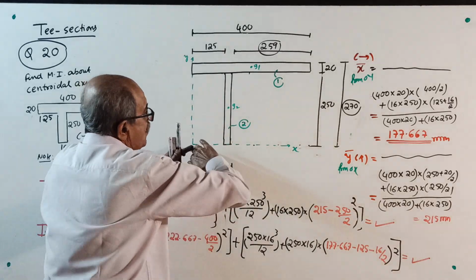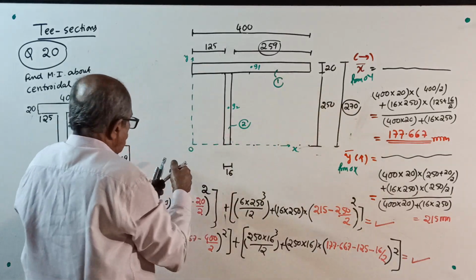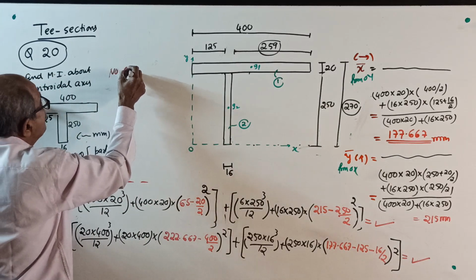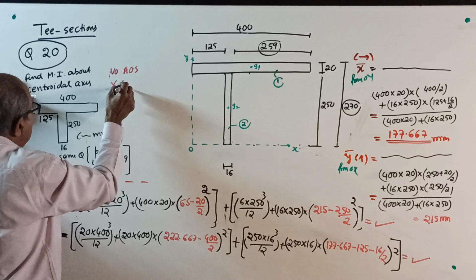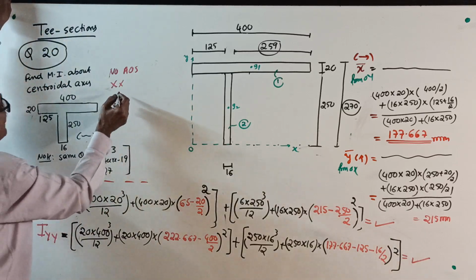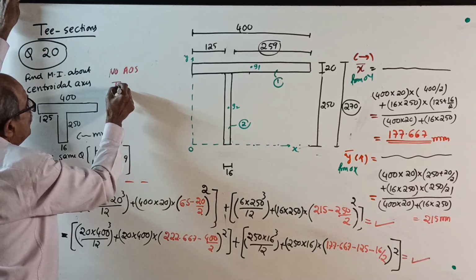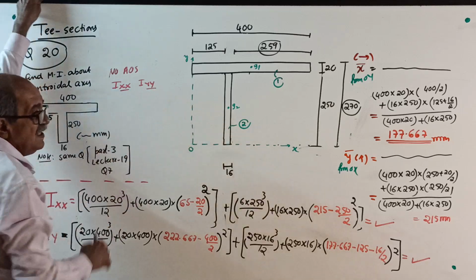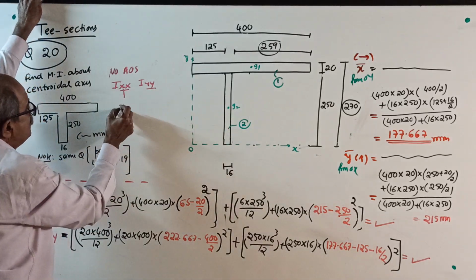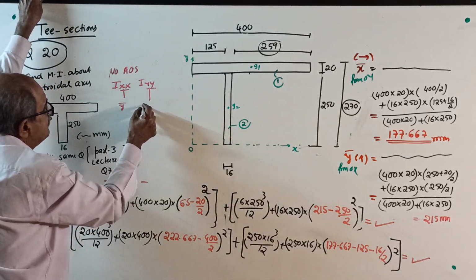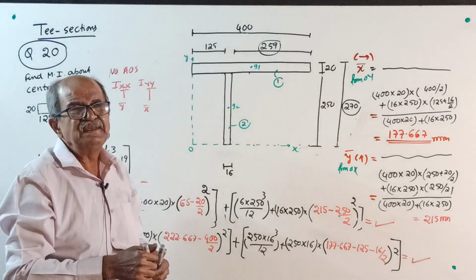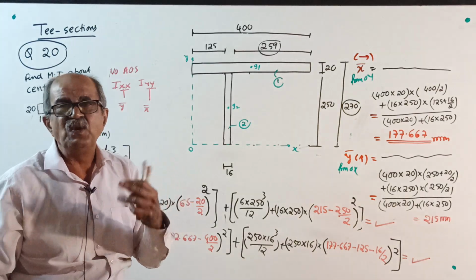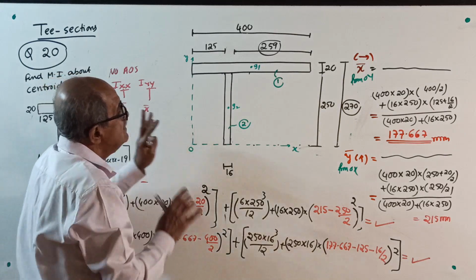Now, start. OX, OY reference, you write everything. There is no axis of symmetry here. So, they want moment of inertia about centroidal axis, means they want IXX and IYY. So first you have to locate XX and YY, XX by using Y bar, YY by using X bar. These all have become things of the past. More than 100 times I told. So those who are serious, they will understand.